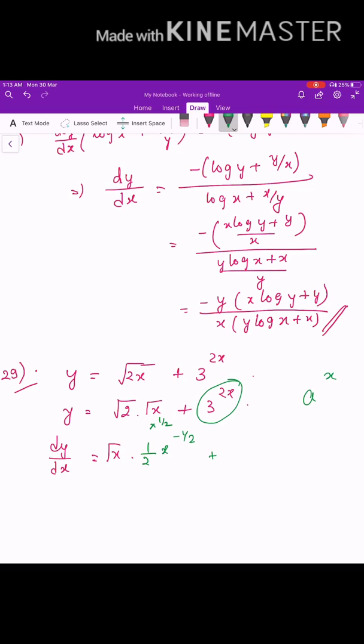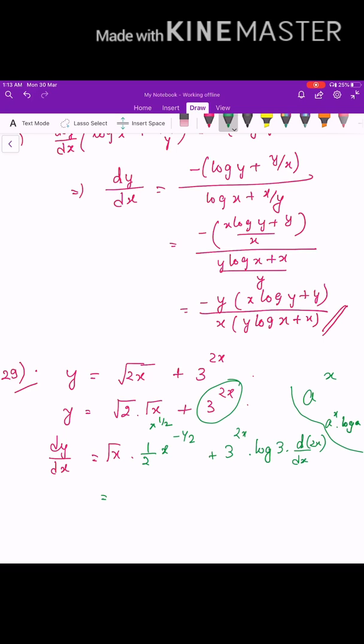to the power x. So if I differentiate a to the power x, what do I get? a to the power x into log a. So a to the power x into log a, that is 3. Now this is 2x, not x. So I have to again differentiate 2x following chain rule.